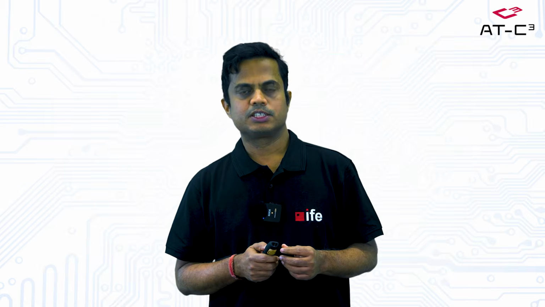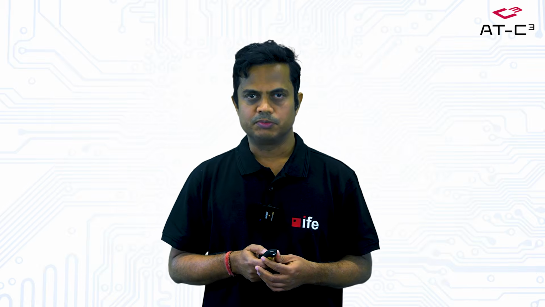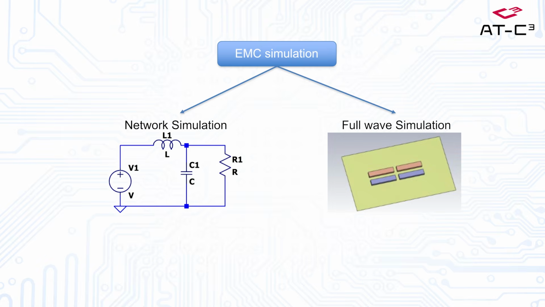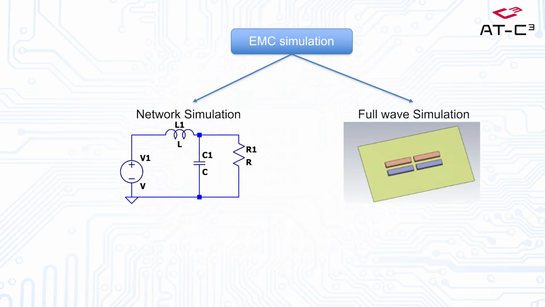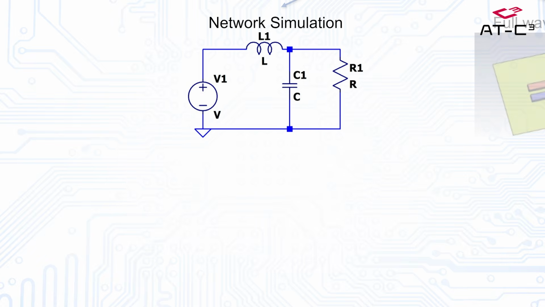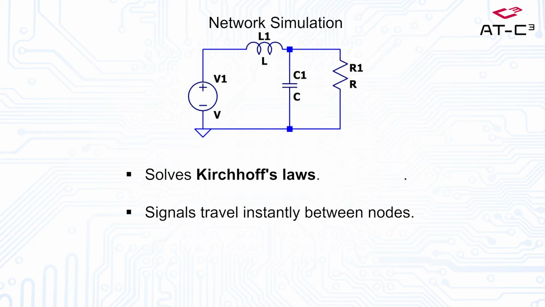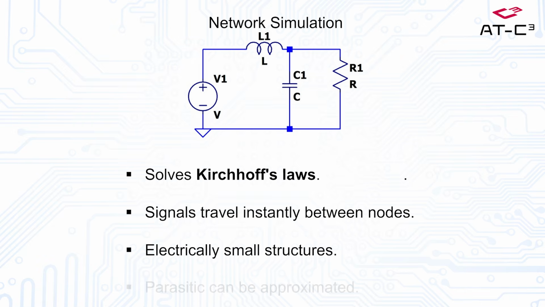So now let's talk about how the simulation is performed. Either you can do a circuit level simulation or you can do a full wave or field simulation. Each has its advantages and disadvantages. The basic governing equations of circuit simulation are the well-known Kirchhoff's current law and voltage law. Signal propagates from one node to the other instantaneously when our structure is electrically small. That means the size is negligible compared to the wavelength, or we say that the parasitic impact of the layout of the structure is minimal.